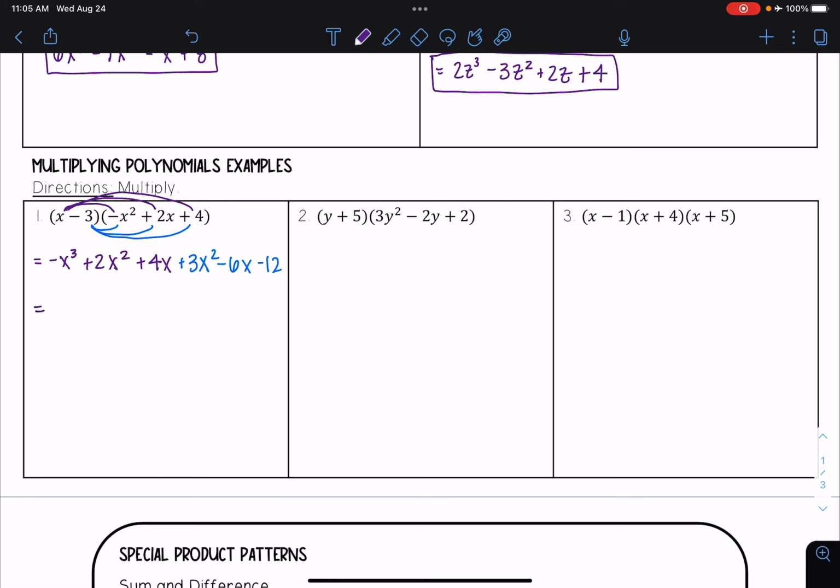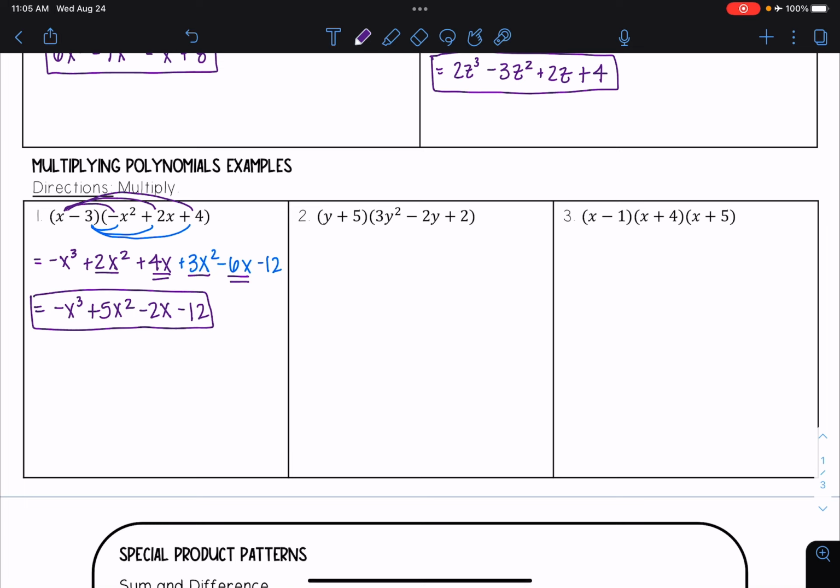My highest exponent is 3, so I have negative x cubed. I see there's no other x cubed terms, so I'm just going to write negative x cubed first. Next highest exponent is 2, so I have 2x squared plus 3x squared to get 5x squared. My next highest is just x, so I have 4x minus 6x to get negative 2x. And then that leaves me with minus 12 at the end.